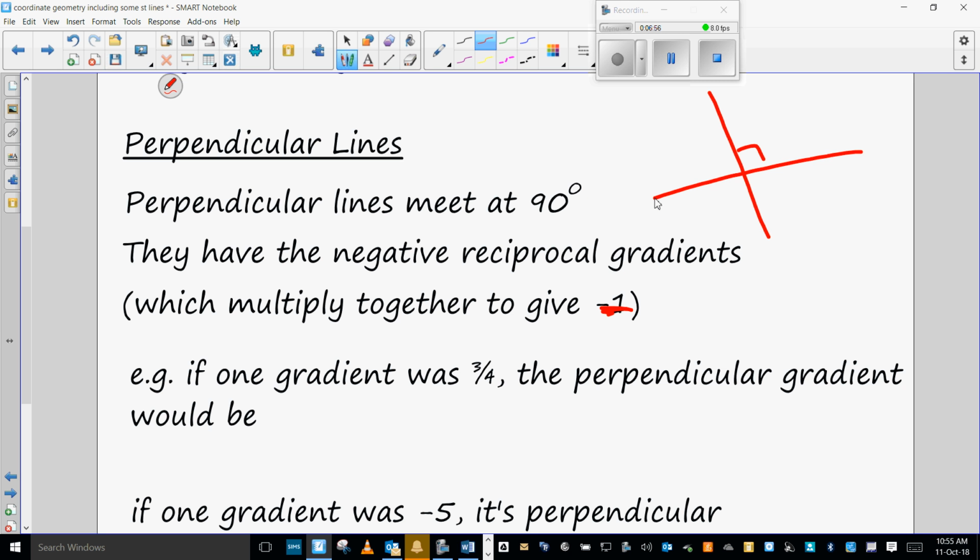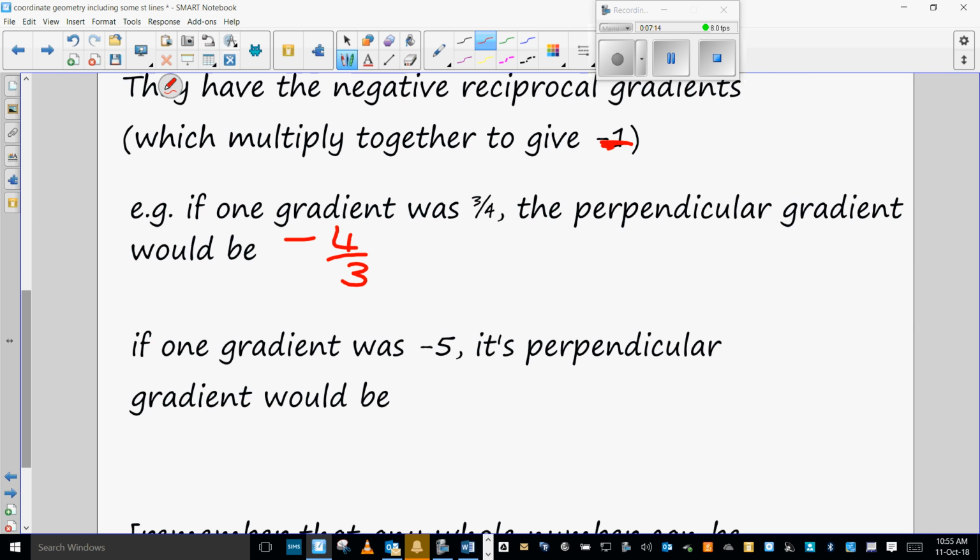So if one of our gradients was 3/4, the perpendicular gradient would be -4/3. Yes, so we flip it so it becomes 4/3 instead of 3/4, and we change the sign. Where's the negative? Because it's the negative reciprocal. Okay, so you'll just put that. So you always change the sign of it.